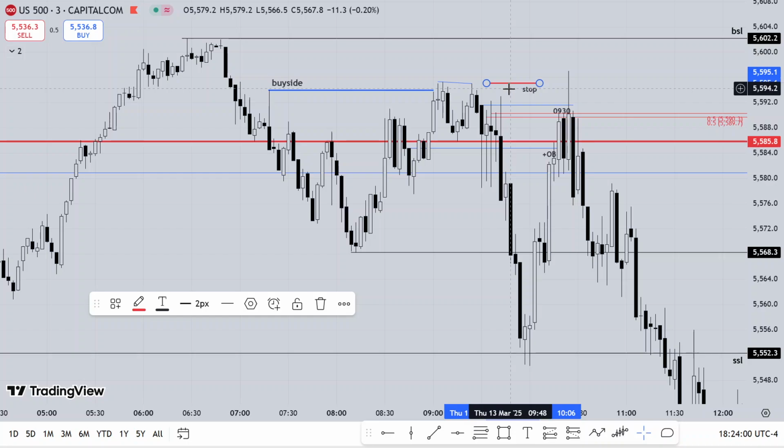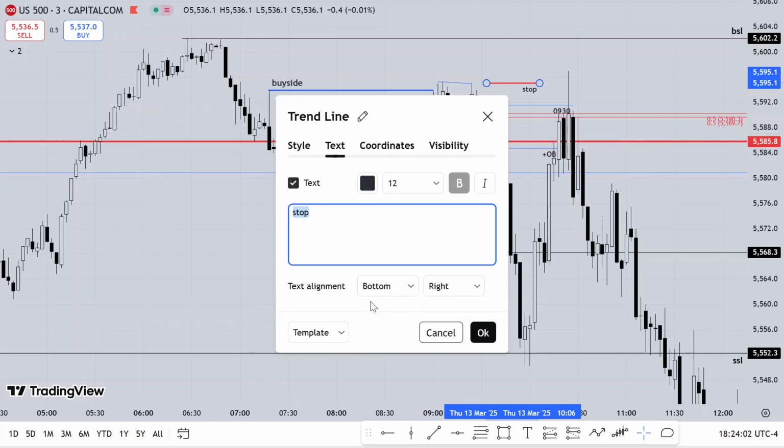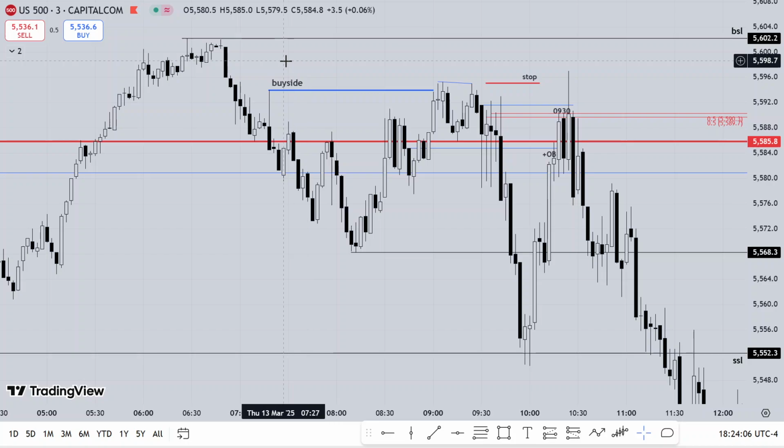So our stop was placed above this liquidity pool. Now, as I was saying earlier, when this rally happened, this swing high, this is a failure swing. Price failing to take out this buy side liquidity.